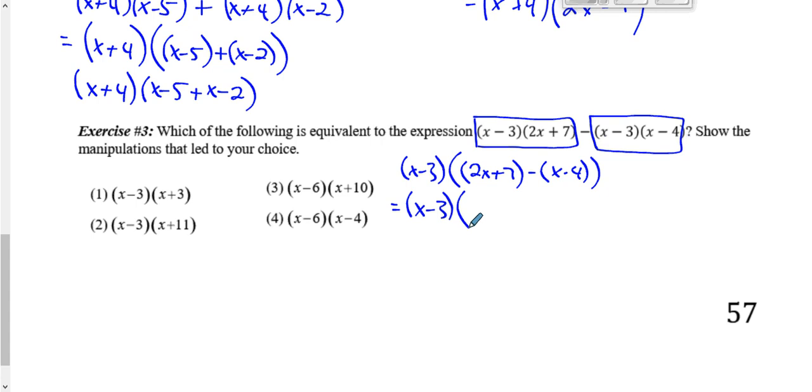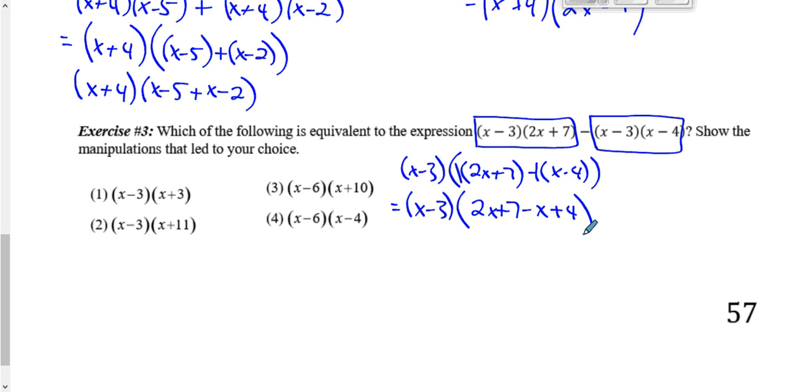Now, listen. What's in front of this first set of parentheses that I'm going to distribute through? 1. So it won't change anything. So x plus 7, right? Now be careful. What's in front of this set? A negative 1. It will change things. You see? It didn't matter up here, but now it does. Everybody catch that? Distribute that negative 1 through there. What do you get? Negative x plus 4. Okay?